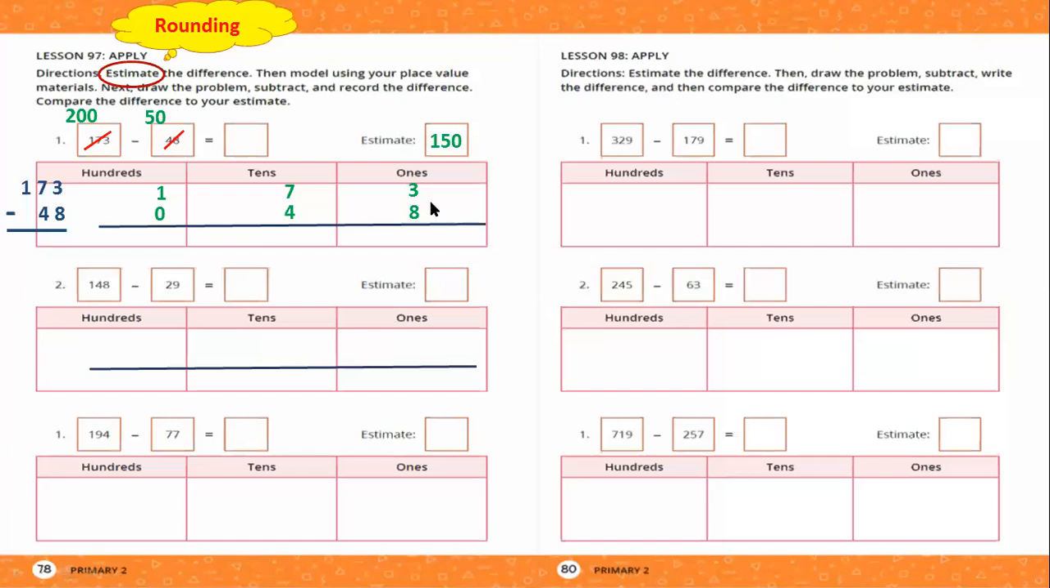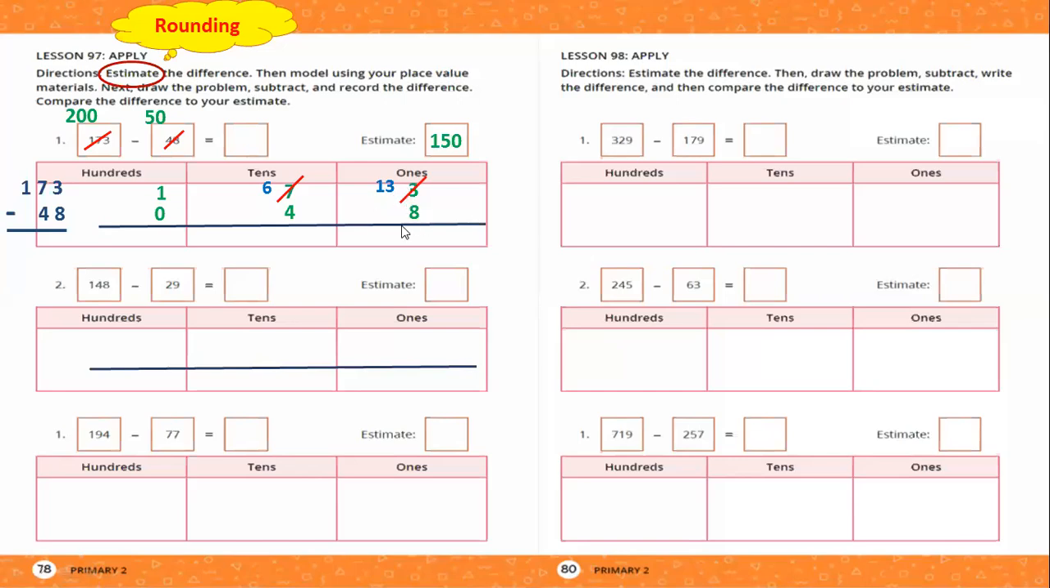3 minus 8. Do we have more on the top? No, we have more on the floor. So go to next door and knock, knock, knock. Can you give me one, please? So we will go to 7 and 7 will give me 1. So 7 will be 6, and 3 in ones will be 13. So now we have more on the top, so we can subtract easy.